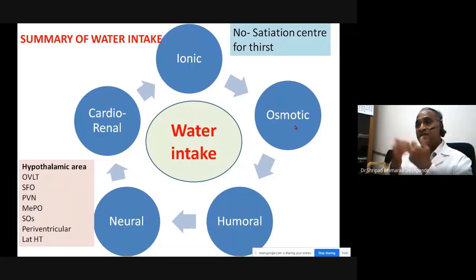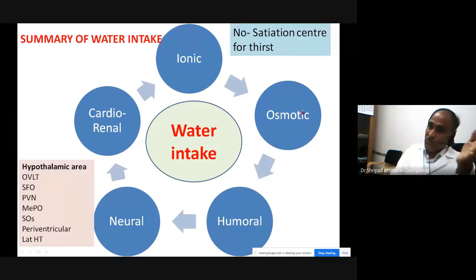So that means increased water intake in diabetes mellitus patients. So that is the osmotic activity. That will be through the OVLT and the subfornical organ. Then humoral, I mentioned a number of hormones which are regulating these things.